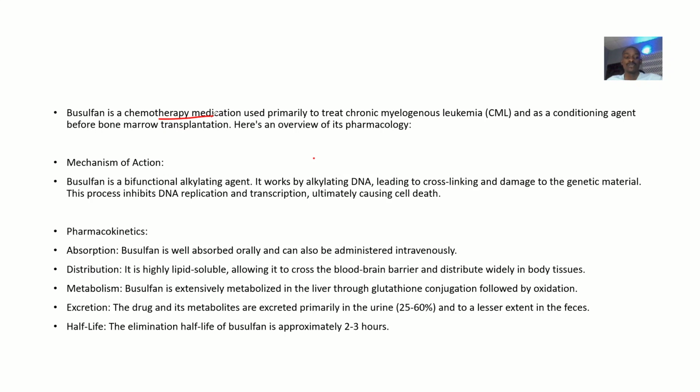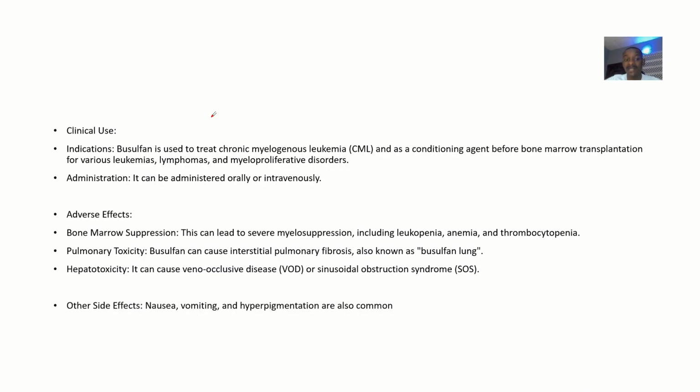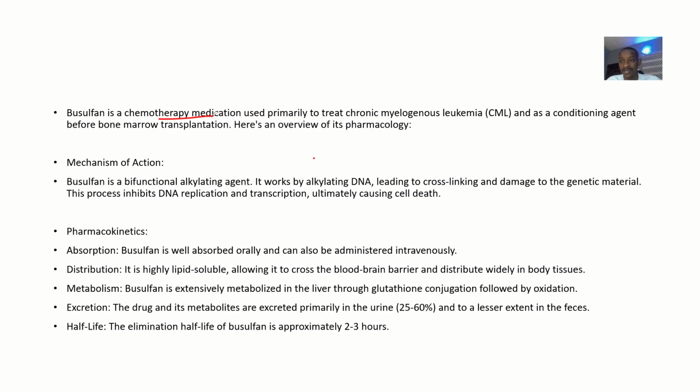All right. So we'll talk about this from the mechanism of action, pharmacokinetics, clinical uses, adverse effects, and the rest of it. Okay, so this Busulfan is a chemotherapy medication which is used primarily to treat what? Chronic myelogenous leukemia. Alright, and it's also used as a conditioning agent before bone marrow transplantation. Okay, so what is the mechanism of action? This Busulfan is a bifunctional alkylating agent.